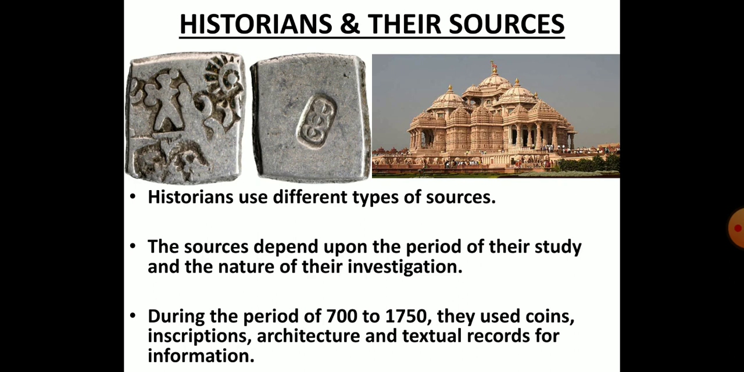Now, let's talk about the sources that historians use. The sources depend upon the period of their study and the nature of their investigation. For the period from around the year 700 to 1750, they used coins, inscriptions, architecture, and textual records for information.